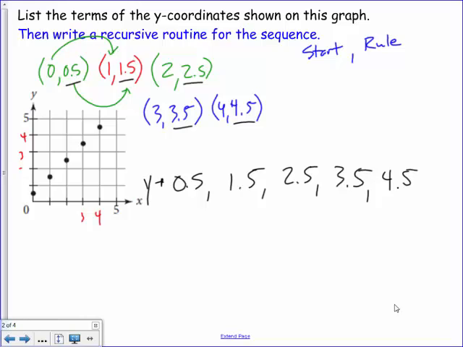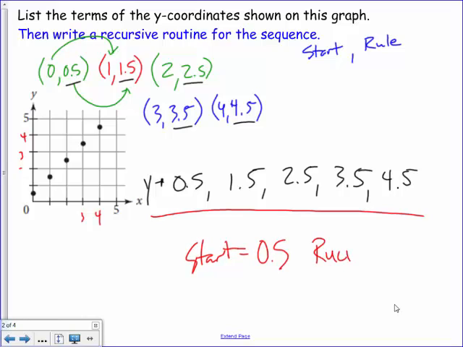That's the first part. Then it says write a recursive routine for the sequence. Here's the sequence, I just wrote it. So for the recursive routine, where does it start? It starts at 0.5. And what is the rule? We just talked about that. It goes up plus 1 each time. So I would say plus 1. Don't forget to write that recursive rule as well.